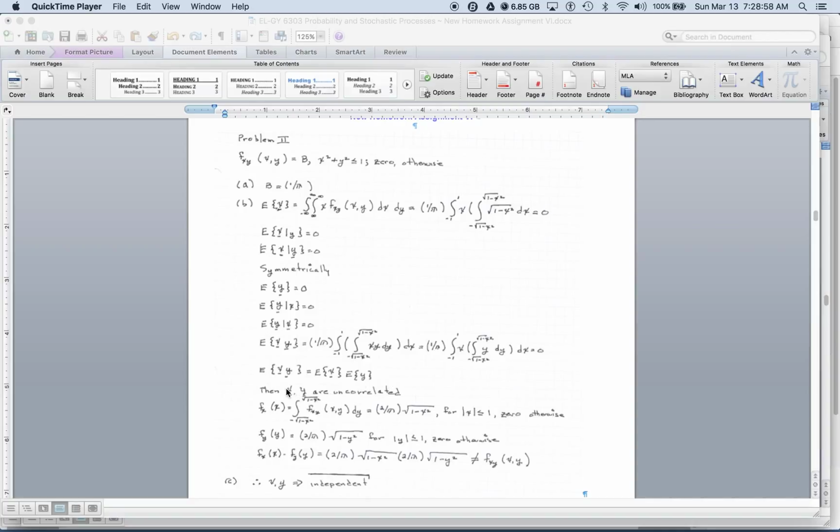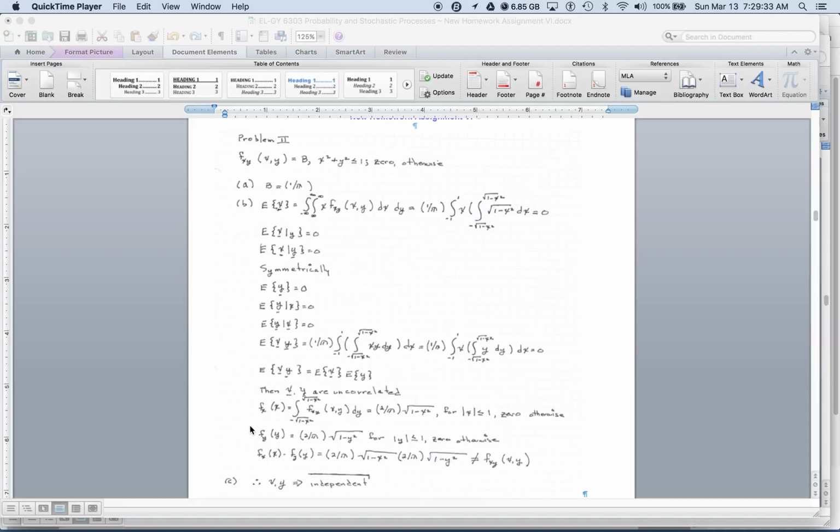This says that the expected value of the random variable x times the random variable y is equal to, when you break apart, the expected value of the random variable x times the expected value of the random variable y. And consequently, they are uncorrelated.